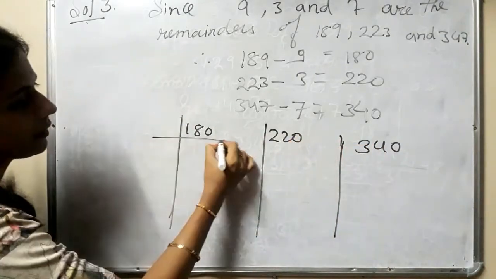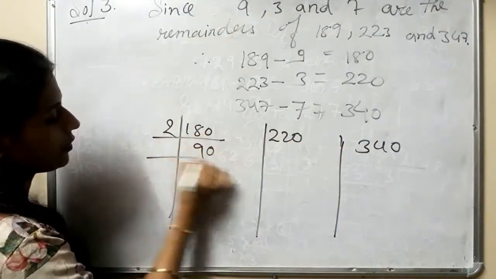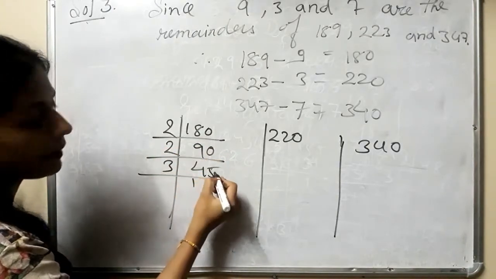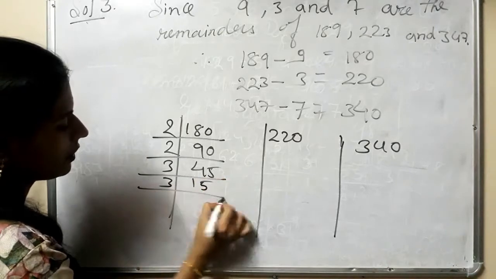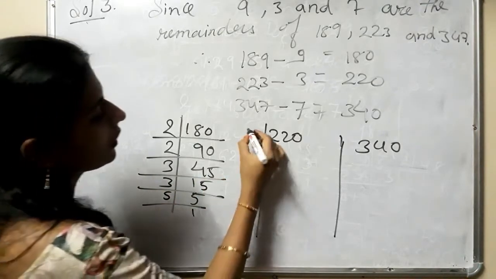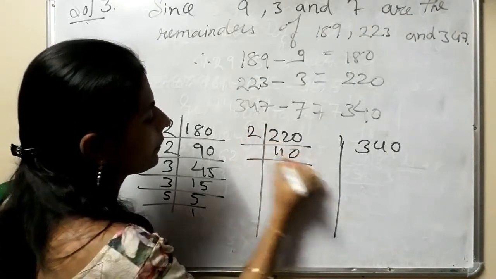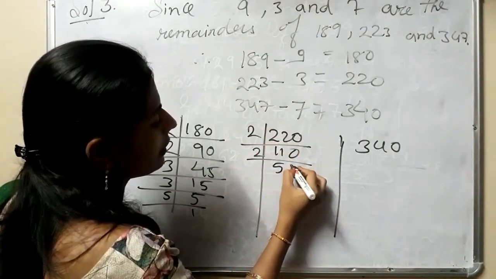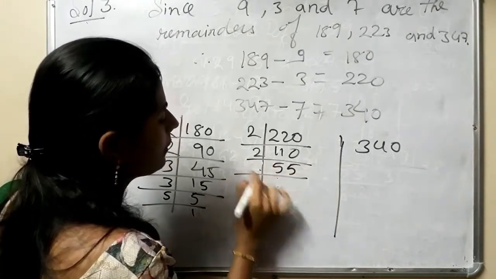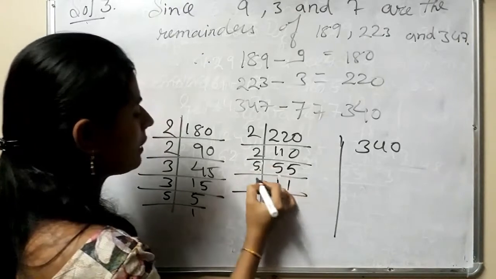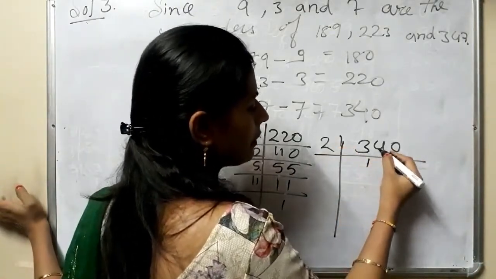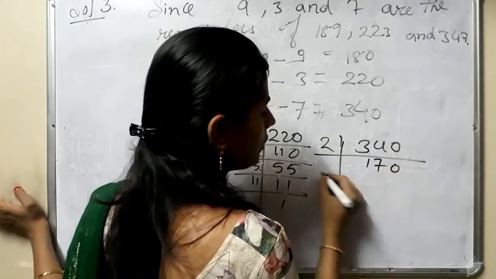Now see, divided by 2, 2 9s are 18, 0 by 2, 45 you will get here, by 3, 3 1s are 3, remainder 1, 3 5s are 15, again 3 5s are 15, remainder 1. Okay, now 110 by 2, 2 5s are 10, 2 1s are 2, sorry, by 5 here you will get, 5 1s are 5, 5 1s are 5, 11, 1. Here by 2, 2 1s are 2, remainder 1, 0.